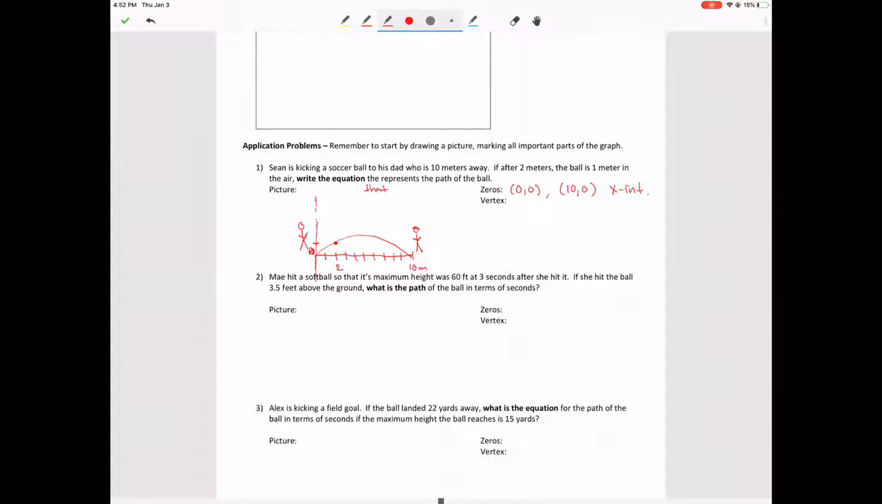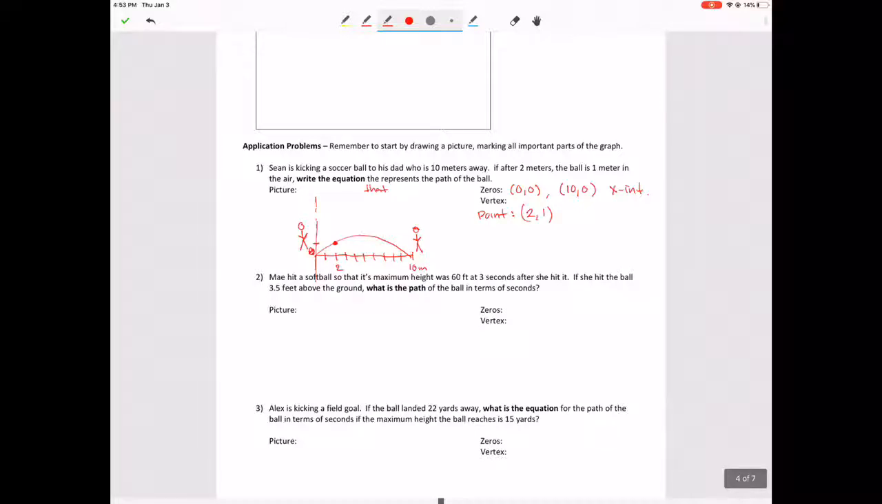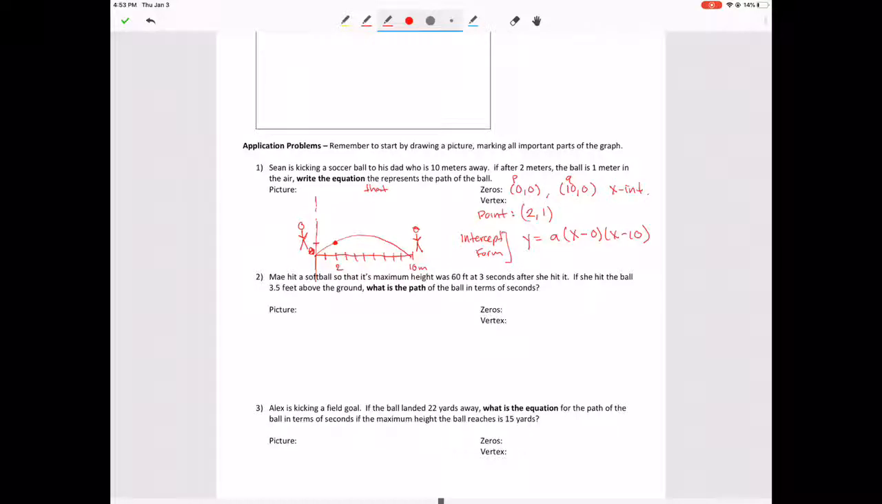Vertex, well, we can come up with the vertex, but I don't know if that would necessarily help us. Because we already have the x-intercepts, and we also have a point, 2, 1, we can look at what we did here for 1A and 1B. So we can write it in intercept form. That will give us y equals a, we don't know what that is yet, times x minus 0, this is our p and this is our q, and x minus 10. And we also have a point, so we can plug that in.